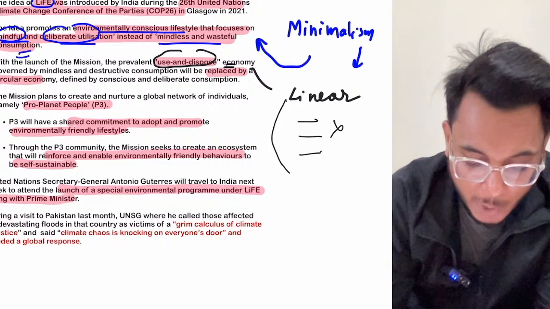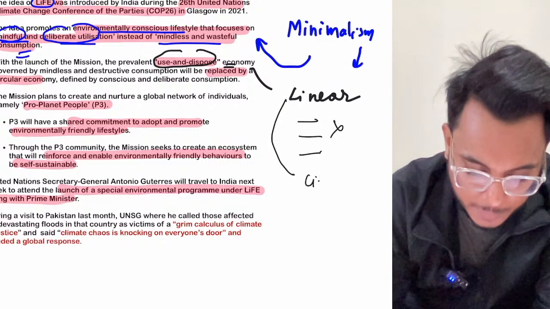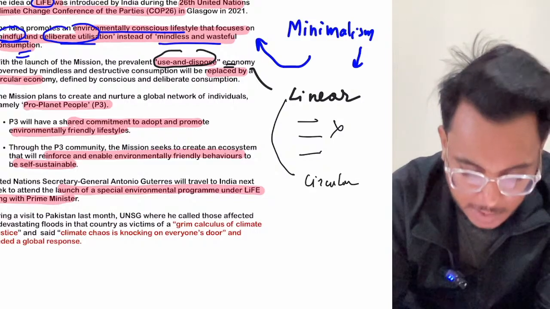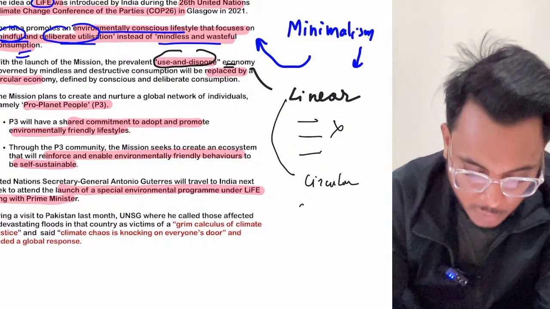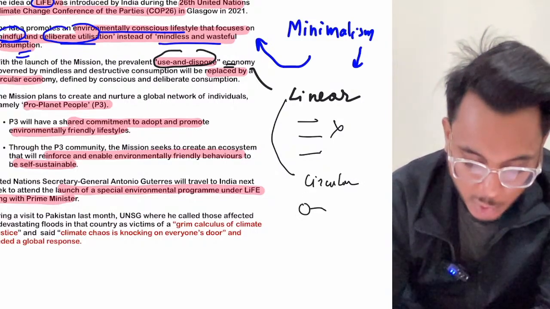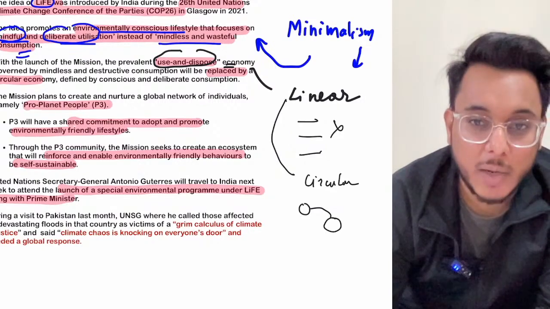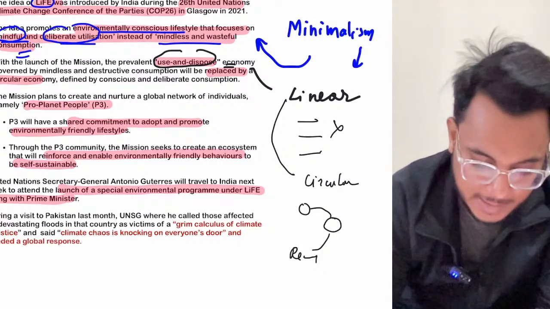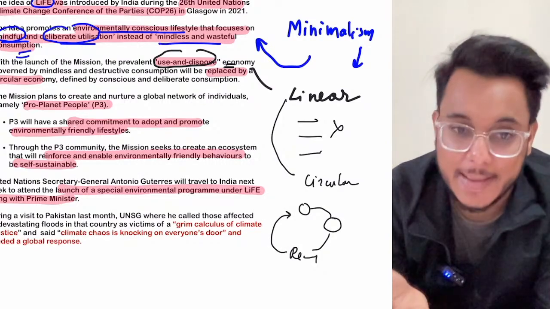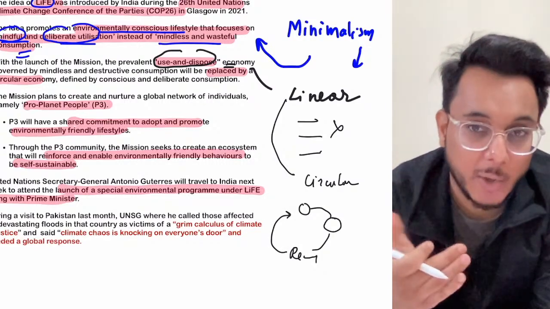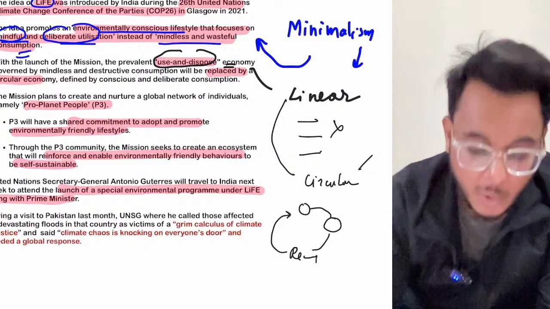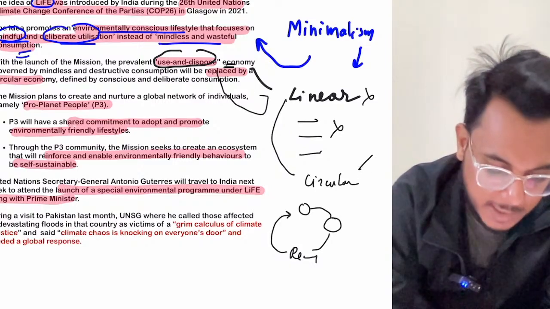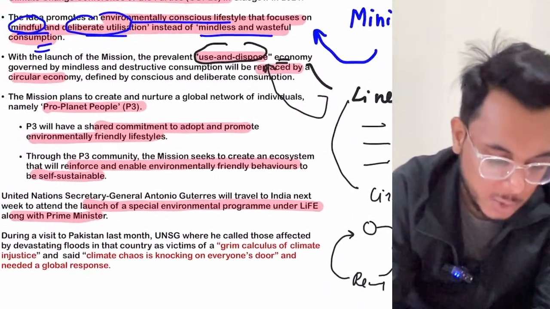Rather than the linear economy, we need to move to the circular economy. What is a circular economy? You will use a product, then you will reuse that product, then you will recycle that product, and after the recycling, that product will again enter the economy. So this is a circular economy. Circular economy is to be promoted. Linear economy, which is also called the use and dispose economy, is to be abandoned.